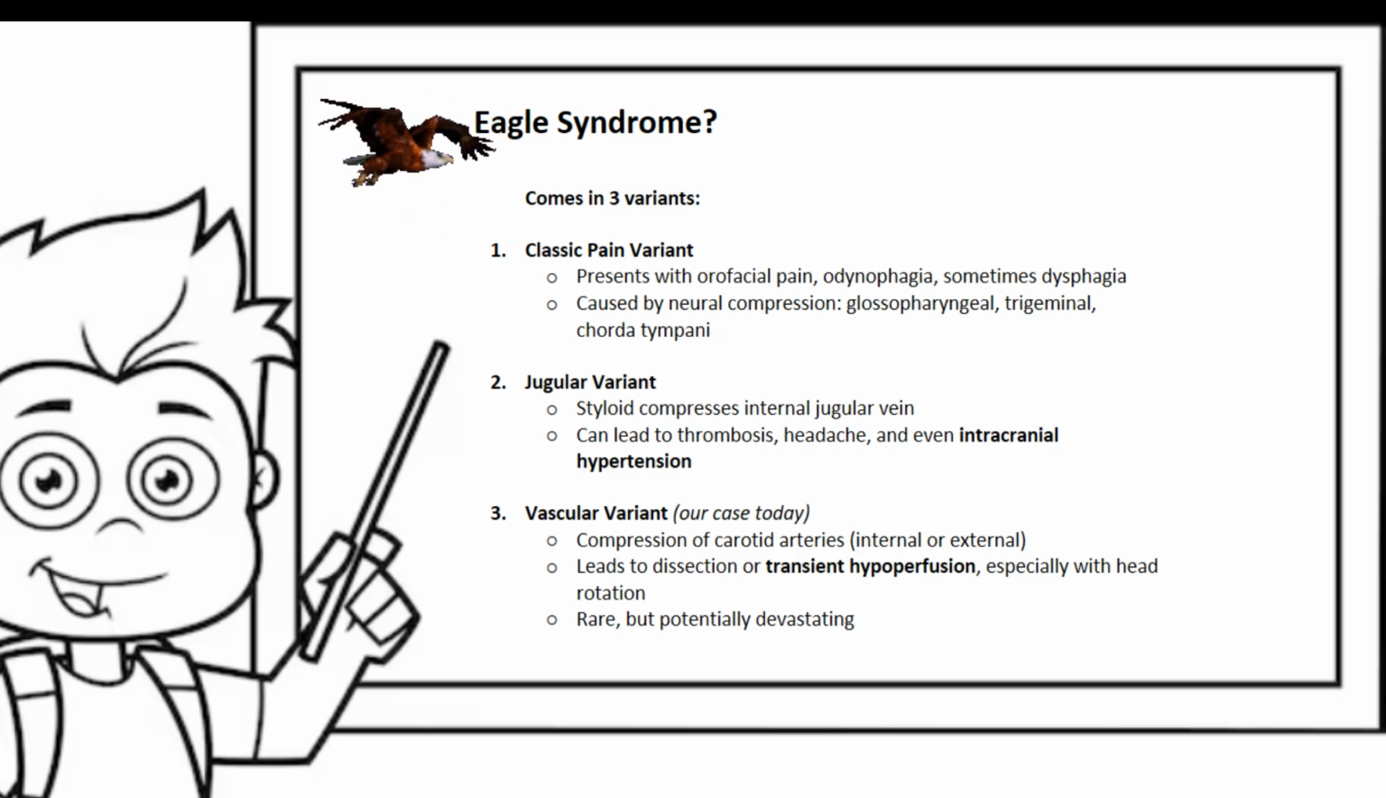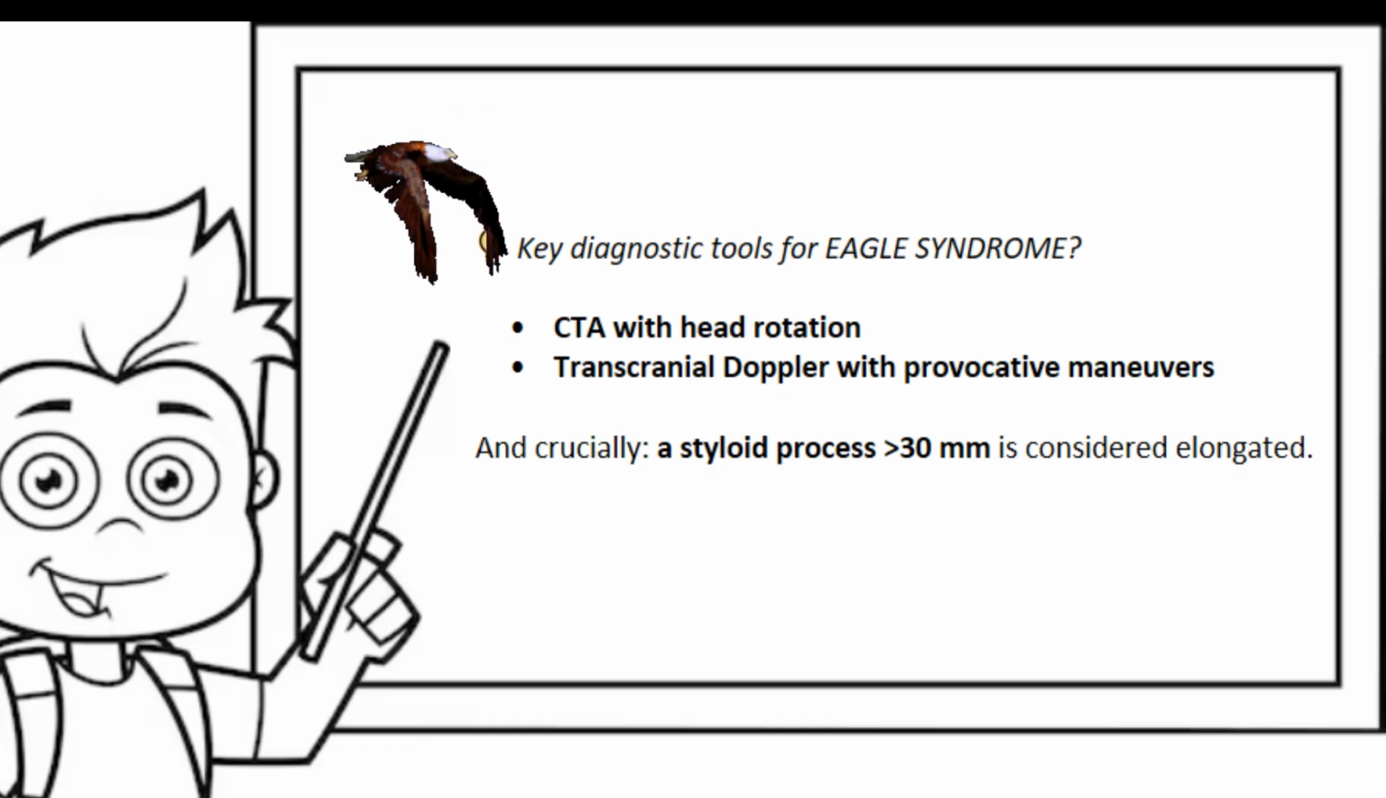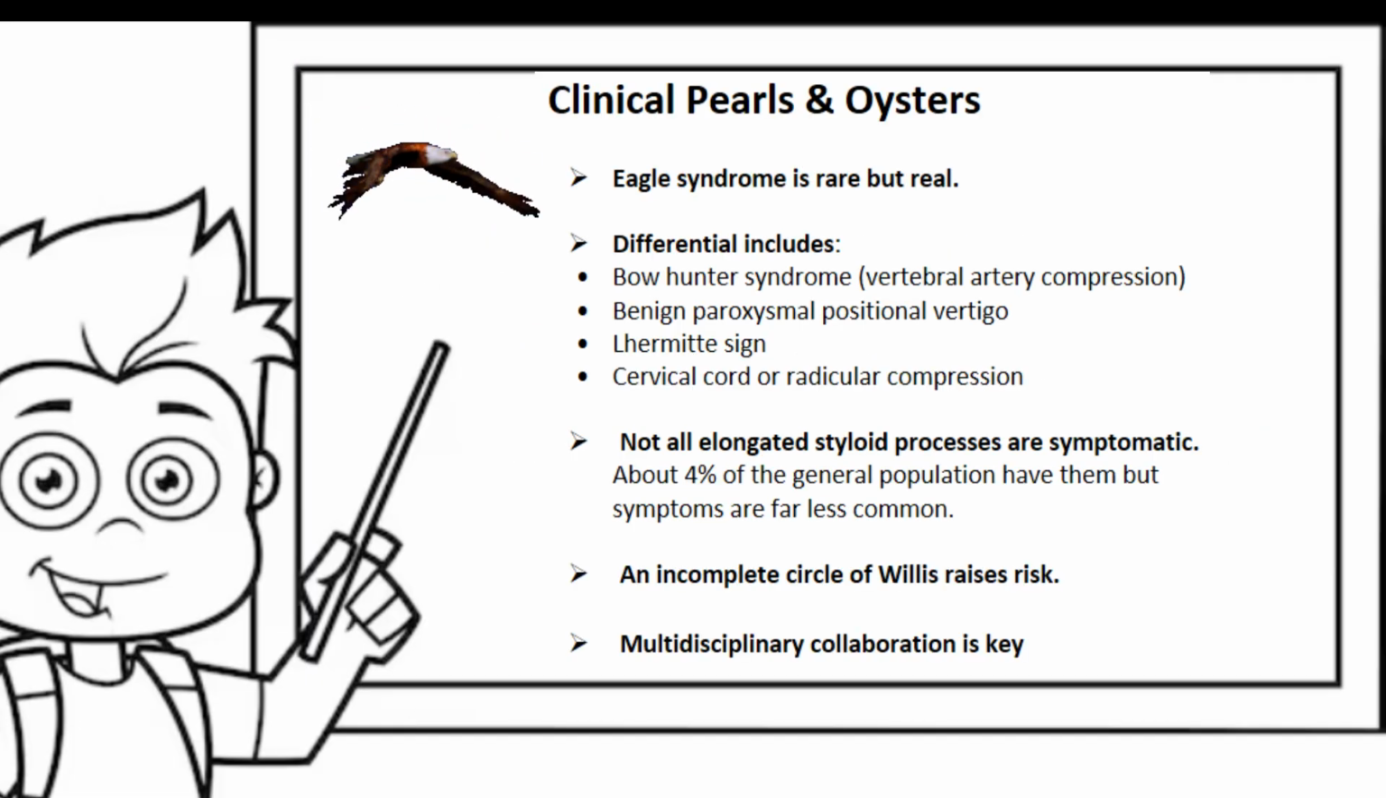For the vascular variant, we have compression of the carotid arteries, which could be internal or external, and this leads to dissection or transient hypoperfusion, especially with head rotation. It is rare but potentially devastating. What are our key diagnostic tools? CT with head rotation and a transcranial Doppler with provocative maneuvers. And of note, a styloid process that is more than 30 millimeters in length is considered elongated.